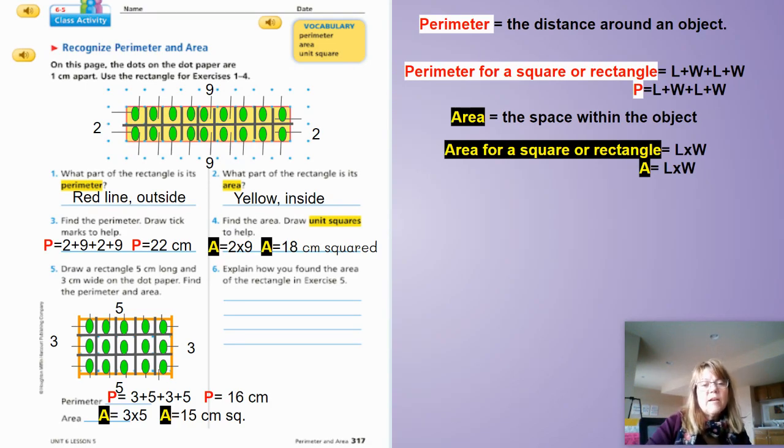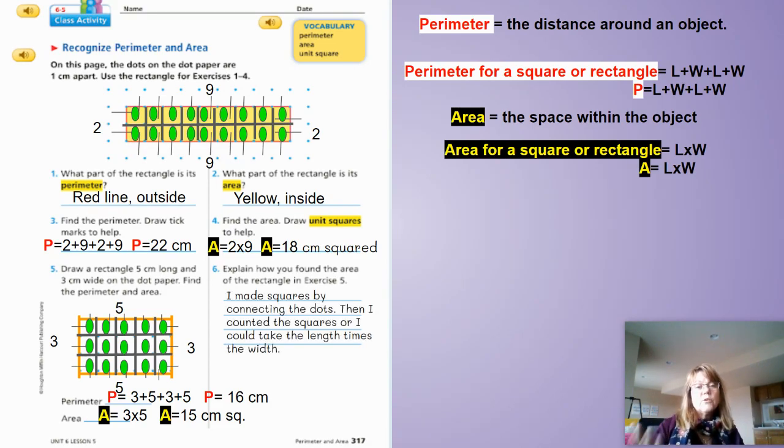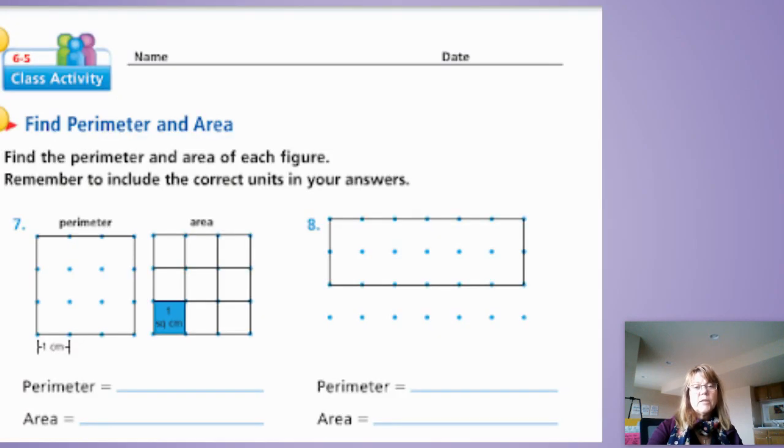Explain how you found the area of a rectangle in exercise 5. Well, you could do it a couple ways. We made squares by connecting the dots, then I counted the squares, or I could take the length times the width. Either way works. All right, let's turn to page 318.